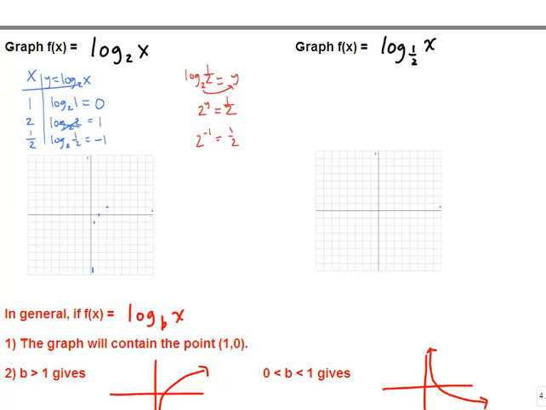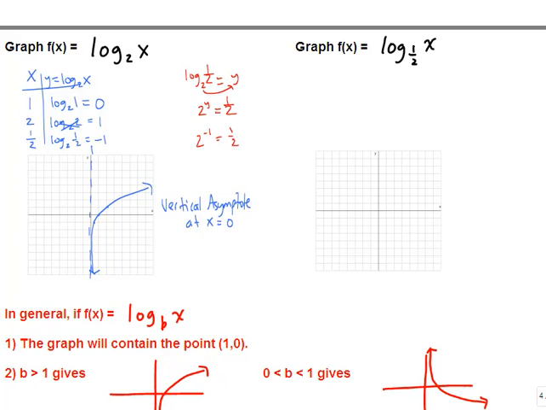So if I draw my graph, we're going to get something that looks like this. Remember in our exponential functions, when we graphed those, we had horizontal asymptotes? Well, this time, we're going to get vertical asymptotes. So this is going to have a vertical asymptote at x equals 0.